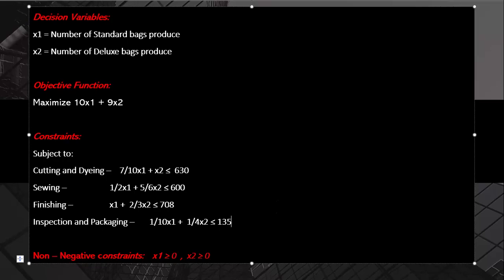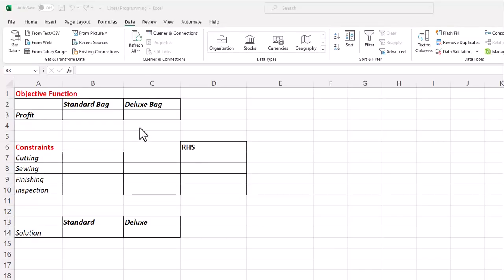Later we will solve it through our studio. So here I have created a very simple table to explain the whole solution. This table is for the objective function, this one is for all the constraints, and this one here will be the solution at last. So our profit for the objective function was 10 for standard pack and 9 for deluxe pack.